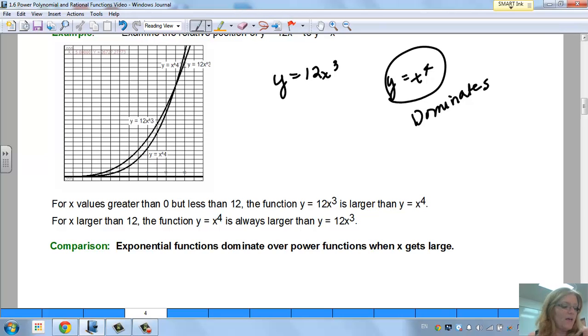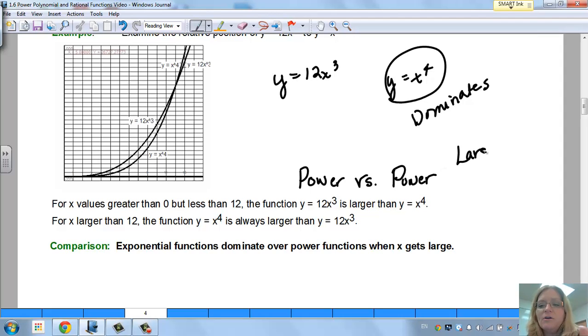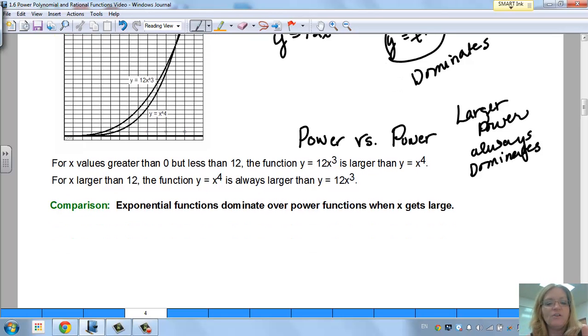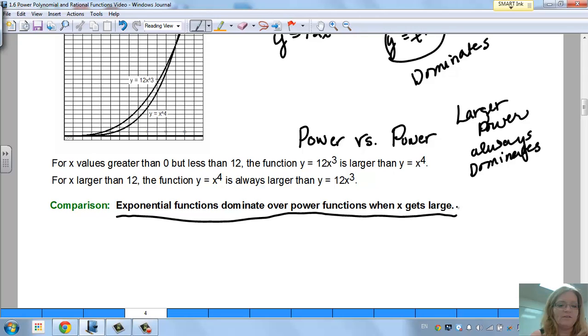So you can say that if it's power versus power, right, if I have two power functions and I want to see which one dominates, the larger power always dominates. It doesn't matter what the coefficient in front is, it always dominates. Okay? Now we have another one. If we compare exponential functions, this is important. Exponential functions dominate over power functions when x gets large, always. And how you can remember that is e comes before p in the alphabet. So exponential functions always dominate power functions.